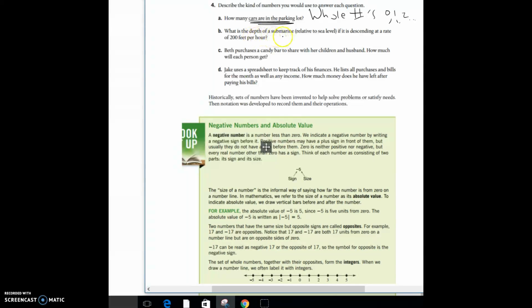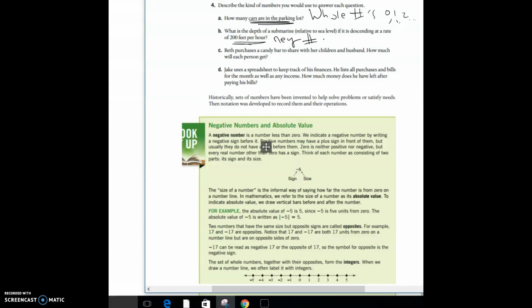Depth of a submarine relative to sea, and it's descending at a rate of this many per hour. So obviously we're below sea level, so negatives would make sense. And it could be really any type of negative number, like decimals, fractions, like negative half a mile. So fractions, decimals would probably be fine, but definitely negative because we're below sea level.